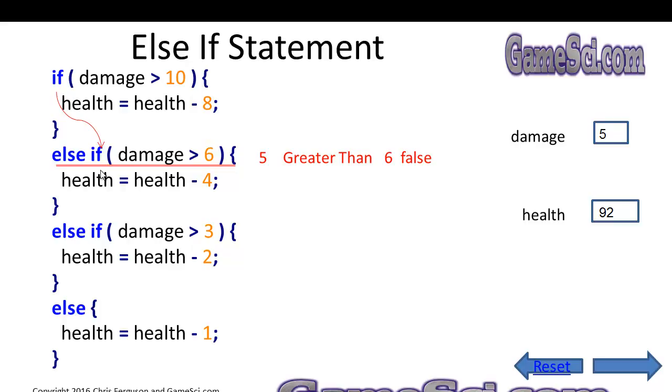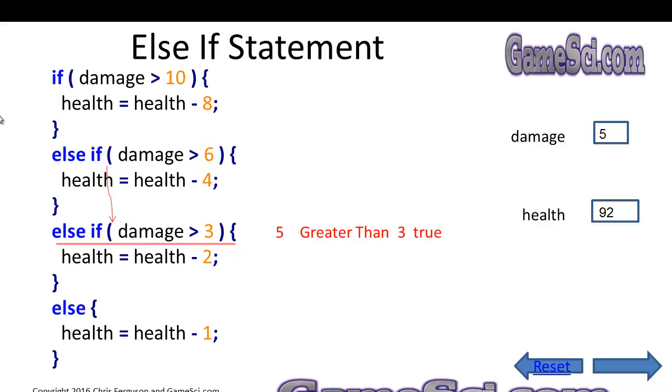Now, damage is still 5. 5 greater than 6 is a false statement. See what I meant by the domino effect? How it's going to fall from one to the next? 5 greater than 6 is a false statement. Where are we going? Well, if this if right here is false, we're going to its else.